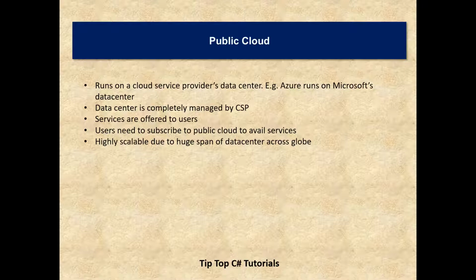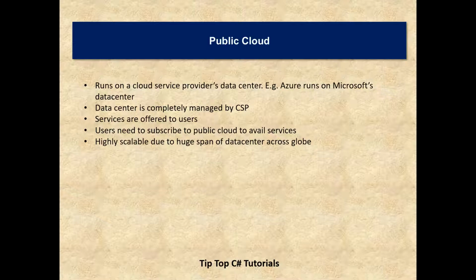Public cloud. What is public cloud model? In this model, the services are running on a cloud service provider's data center. For example, Microsoft Azure runs on Microsoft's data center. This data center is completely managed by the cloud service provider, meaning that starting from the security, the compliance, the operations, the high availability, recovery, and each and every aspect is completely managed by cloud service provider. For example, in case of Azure, it's Microsoft. In case of AWS, it's Amazon.